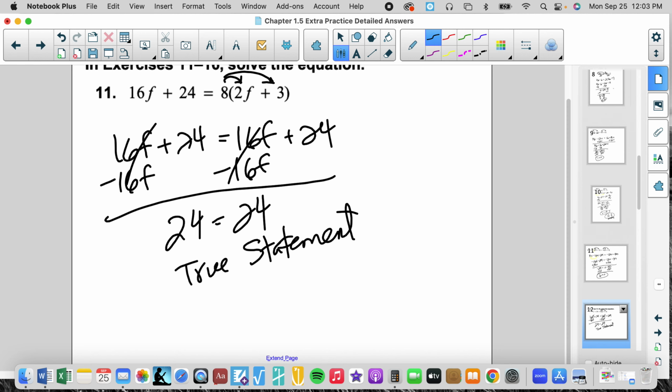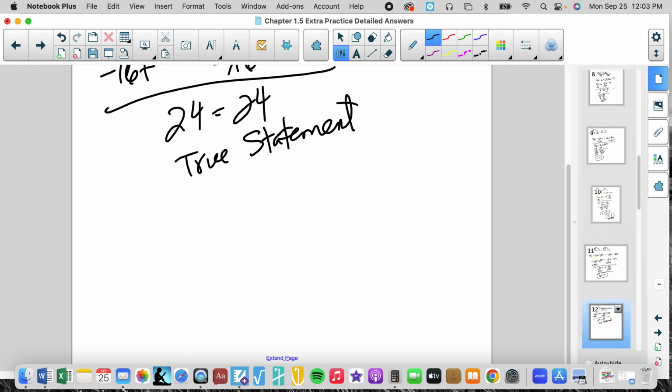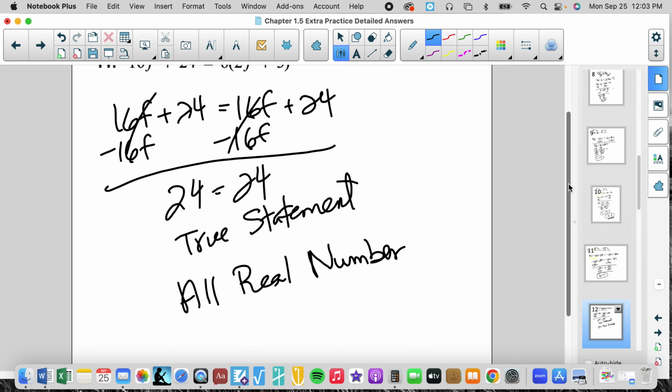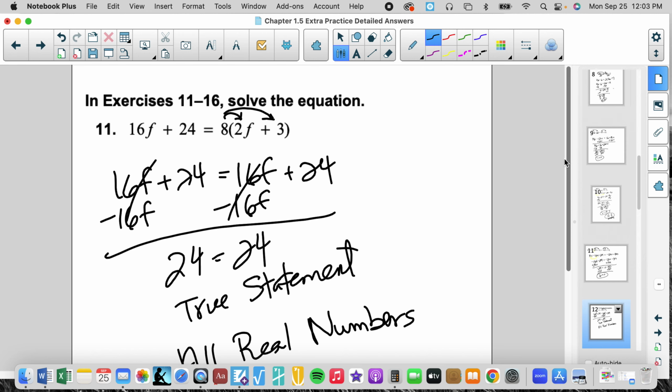And when the variables cancel and they produce a true number statement, my solution is all real numbers. It is an identity problem where it produces a true statement and there are an infinite number of solutions, but I want to know what specifically. When you say infinite number of solutions, you're not being specific about what they are. All real numbers is a set of numbers, and it includes every single number because every single number is a solution to this original equation.